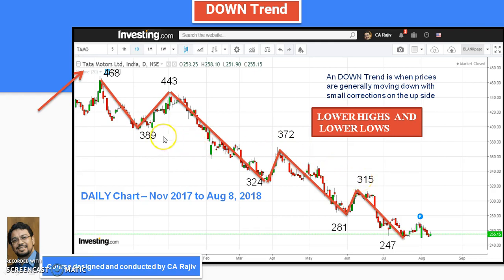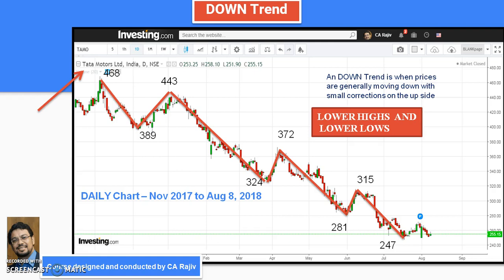In the same way, we have seen a lower low formation also. So 389, there is a corrective rebound, a new low at 324, again a rebound, a new low at 281, again a rebound, a new low at 247. Therefore, the price is continuously making a lower low formation also. This is the technical definition of a downtrend. Therefore, till the time Tata Motors keeps making lower highs and lower lows, we will say that we are in a downtrend.